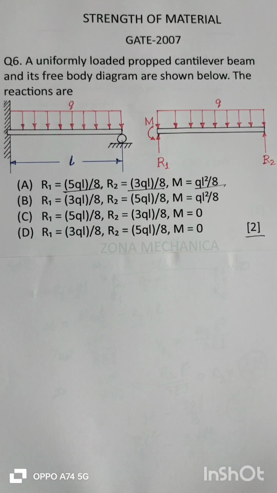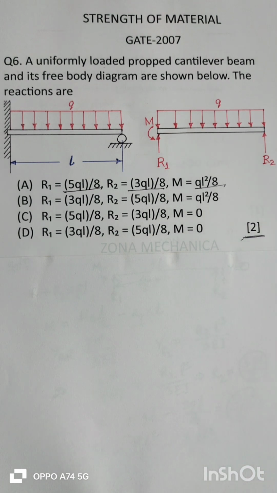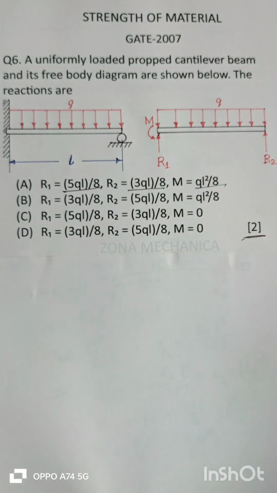There is an MCQ on simple bending of beams. The figure at the margin indicates the weightage of the question, that is 2 marks. A uniformly loaded propped cantilever beam and its free body diagram are shown below. The reactions are... there are 4 options.